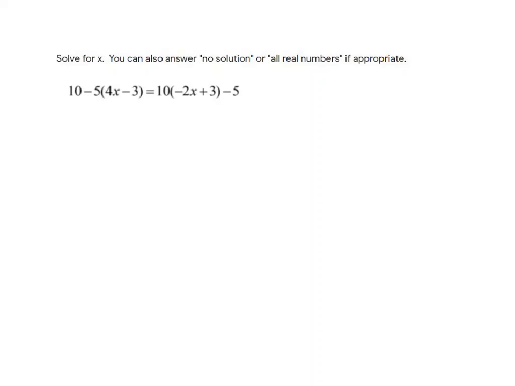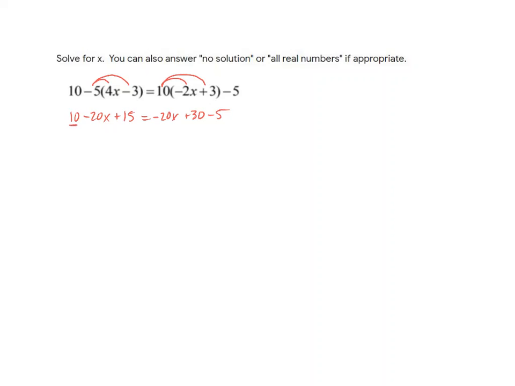All right, so recognize the first thing, just like in the last question that you did in level 2, we're going to go ahead and distribute these first. So I'm going to have 10 minus 20x, and then negative 5 times negative 3 is positive 15, equals. And then I'm going to do the same thing here. 10 times negative 2 would be negative 20x, and then 10 times 3 would be a plus 30, and then minus 5.